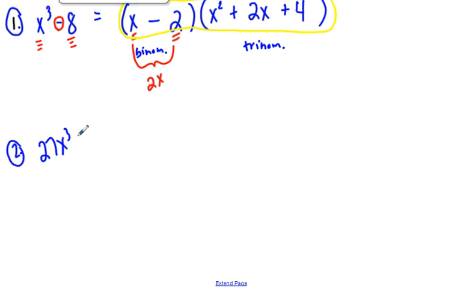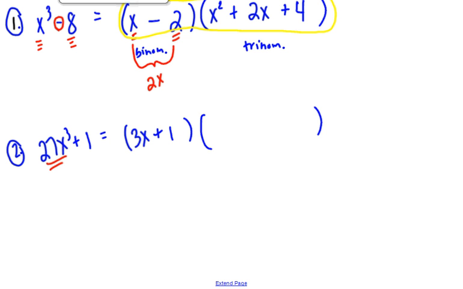27x cubed plus 1. So in my binomial, I'm going to begin, and I'm going to take the cubed root of 27x to the third, which is 3x. I'm going to keep my plus sign from the problem, and then I'll take the cubed root of 1, which is 1.